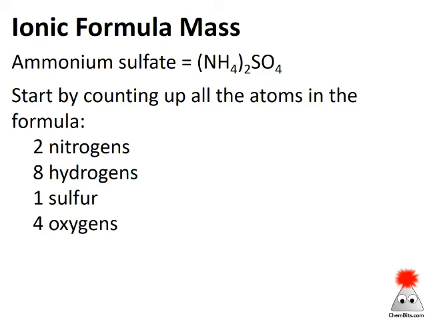To find the formula mass here, let's start by counting up all of the atoms in the formula. So we've got 2 nitrogens, and remember, this 2 applies to both the hydrogen and the nitrogen here. So we've got 2 nitrogens, 2 times 1. We've got 8 hydrogens, 2 times 4. We've got 1 sulfur and 4 oxygens in ammonium sulfate.